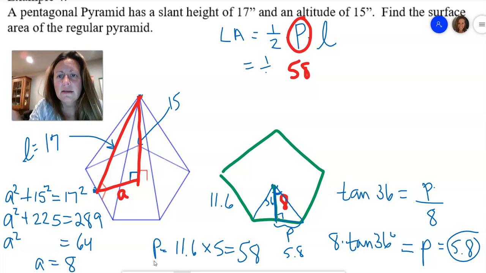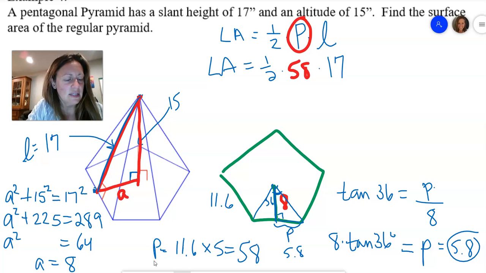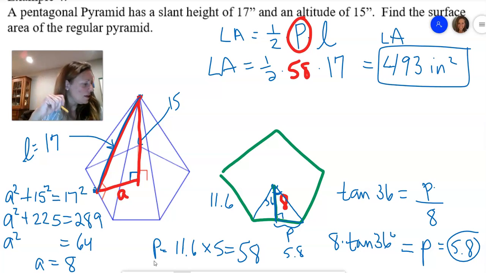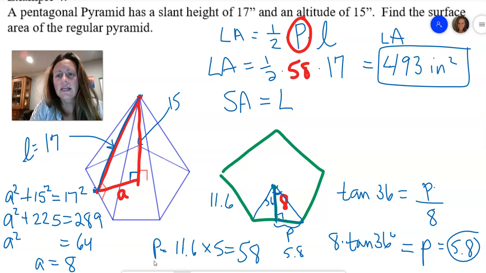And the L, the lowercase l slant height is 17. So the lateral area of this pyramid is 58 times 1/2, or divided by 2, times 17, which is 493. And these would be inches squared. So that's lateral area. And once again, surface area is just lateral area plus the base area.